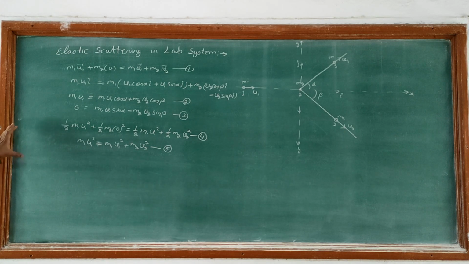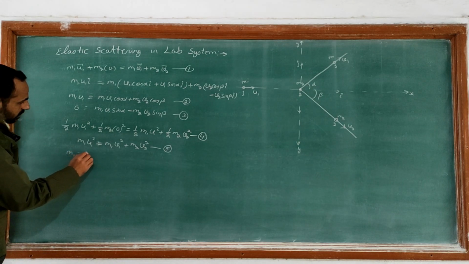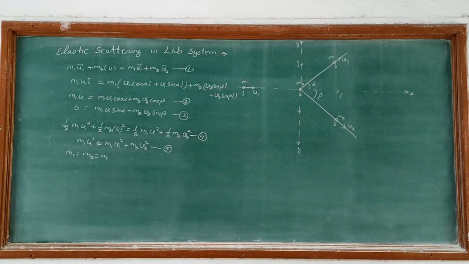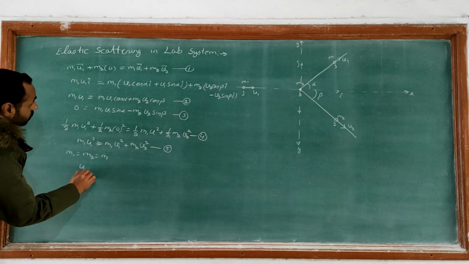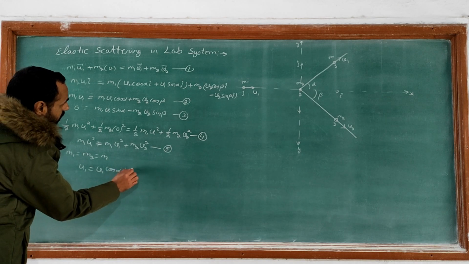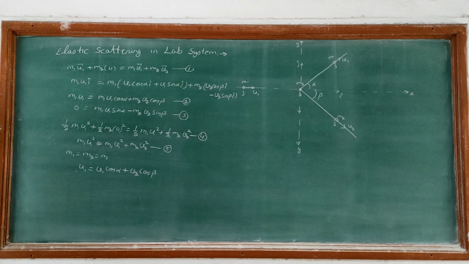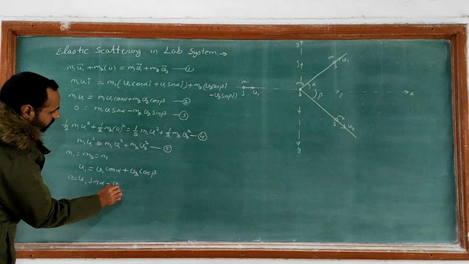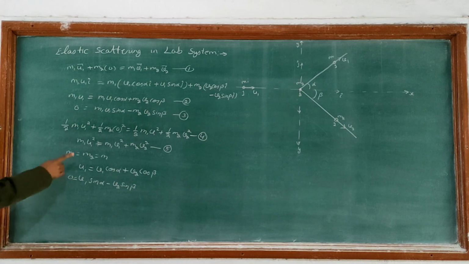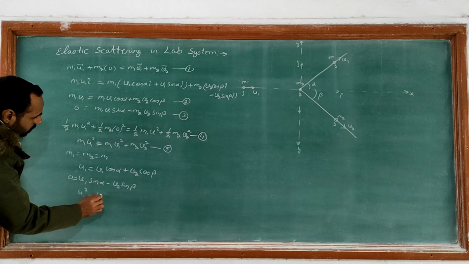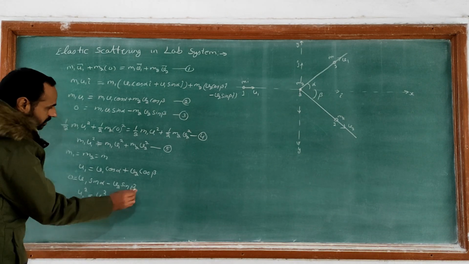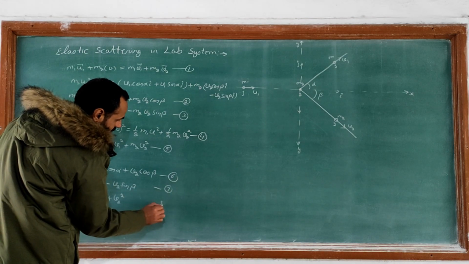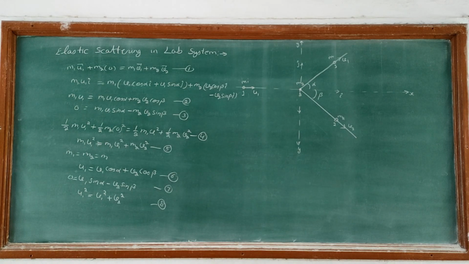From these three equations it is difficult to find the four unknown constants, so it is convenient to consider that particles 1 and 2 have equal mass, so we take m1 equal to m2 equal to m. This is for simplicity. So from equation 2 we can write u1 is equal to v1 cos alpha plus v2 cos beta, as m is common, and from 3 we have 0 is equal to v1 sin alpha minus v2 sin beta, and from equation 5 we have u1 square is equal to v1 square plus v2 square. These are equation numbers 6, 7 and 8. Now we will rearrange these equations to simplify and get the solution.